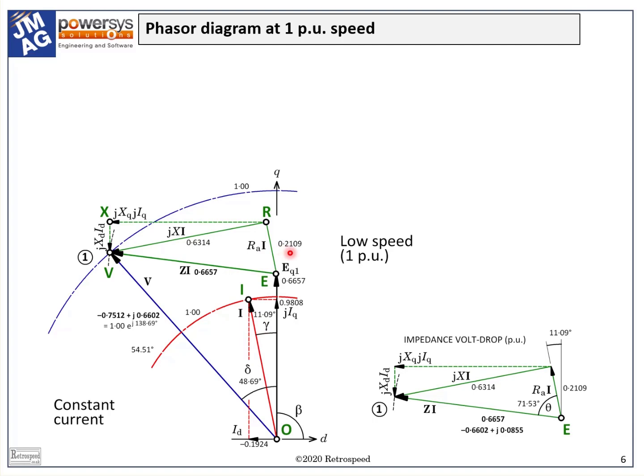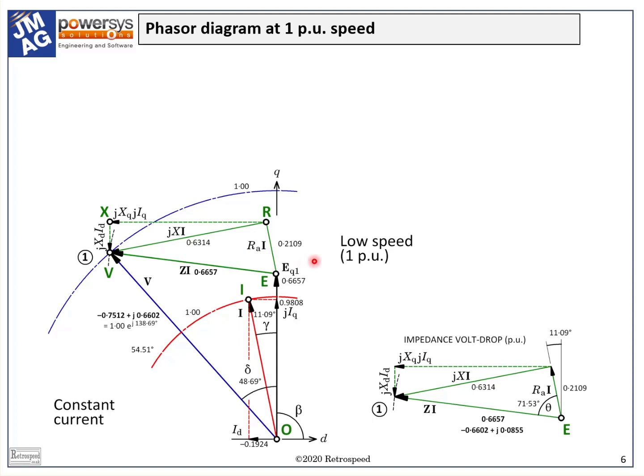The magnitude is 0.2109 per unit in this example, and this is very large. We would see this only in a very small motor. In motors of a few kilowatt rating, the value would be of the order of 1/10 as large, but the large value here makes for a clear diagram where we can see the place of the resistance in the phasor diagram.